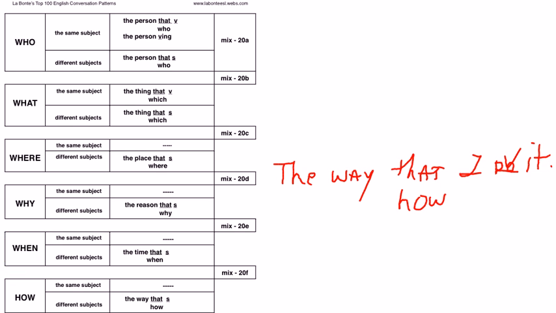Finally, the sixth segment here dealing with how is simply found here. The way that I do it. The way how I do it. That and how are optional. I didn't understand the way he taught it. I don't know the way he fixed it.